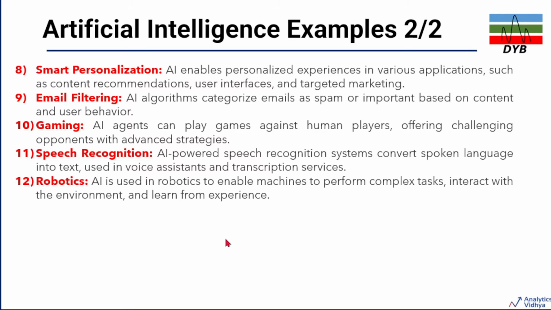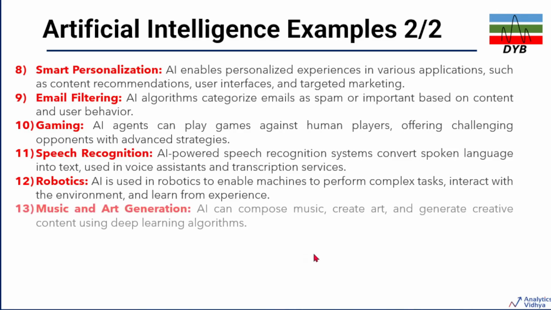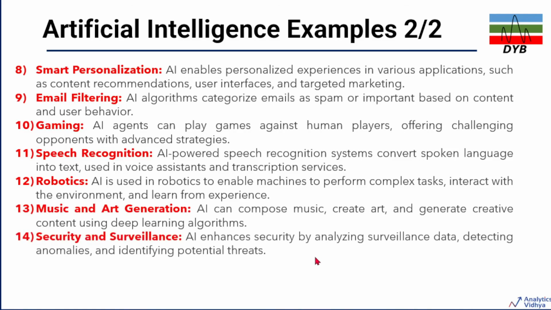And robotics: AI is used in robotics and enables the machine to perform complex tasks, interact with the environment, and learn from experience. The example of robotics is the movie which I showed you a few minutes before, the Atlas movie, which was released in 2024. You can look at that, and it's actually following robotic or AI models. They have AI soldiers which follow human activities. Music and art generation, it can be used.